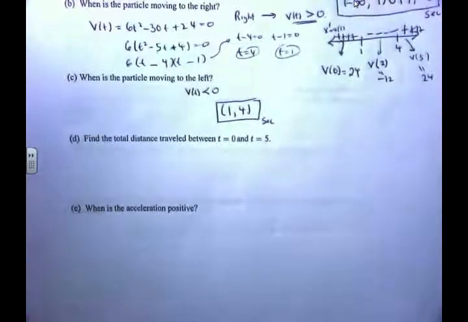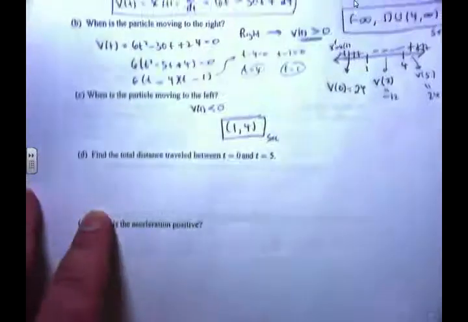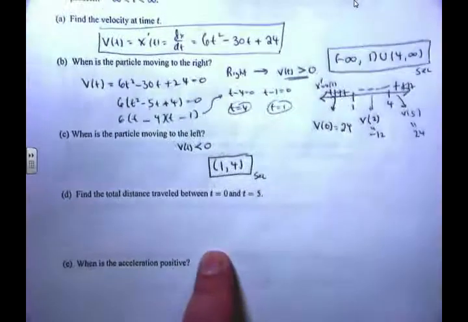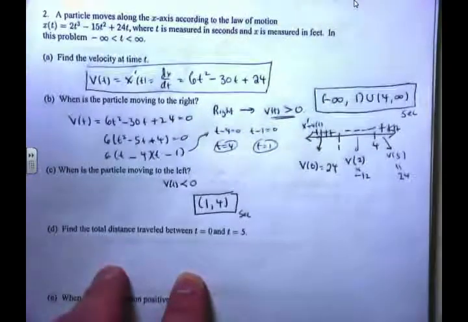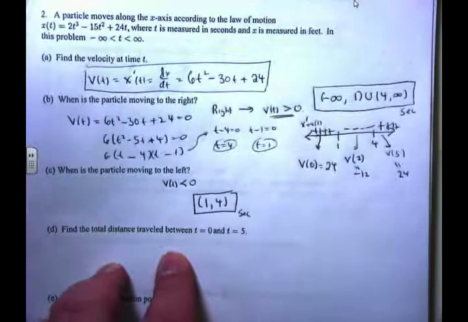The next question is part D, what is the total distance between 0 and 5? Now, we did a problem like this on test number 1 or 2 or something or other. And here's the deal. It's that total distance question. Now, you have to understand what's going on from a physics perspective to get this problem right.